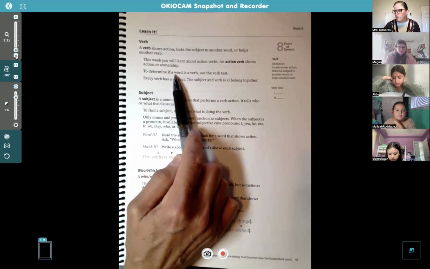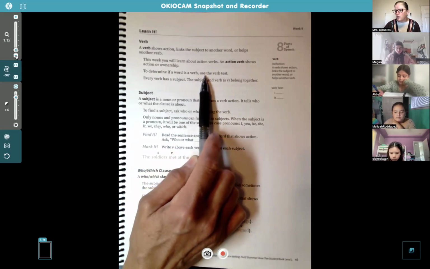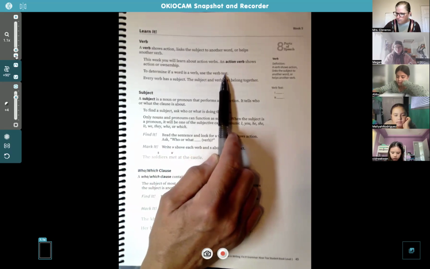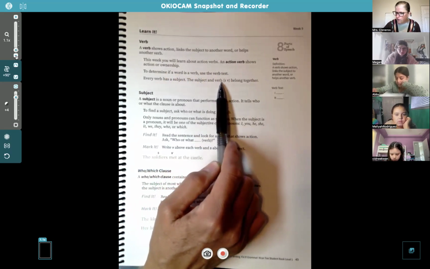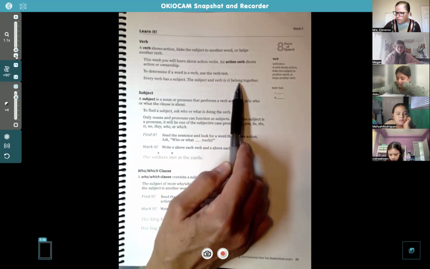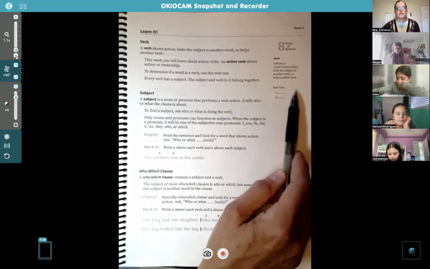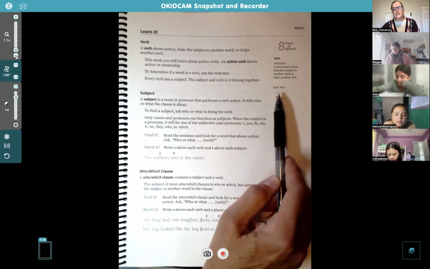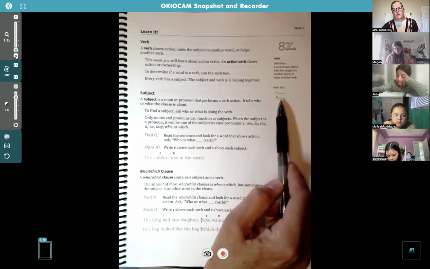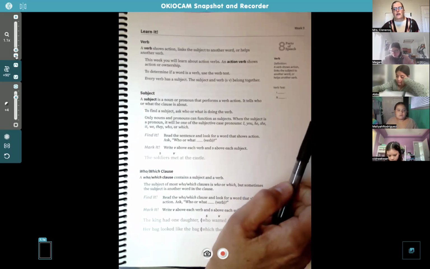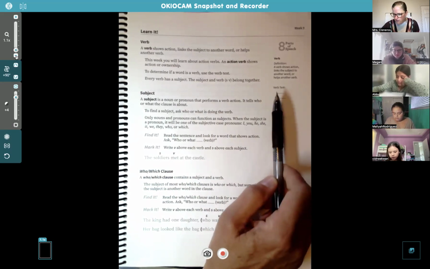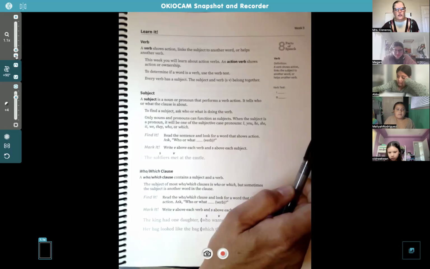So to determine if a word is a verb, use the verb test. Every verb has a subject. The subject and verb, SV, belong together. So here's the test on the side. It says, I blank or it blank. So if you have a word in a sentence like run, I run, that makes sense. So that's going to be a verb. And I know that running is an action. It's something you can do.